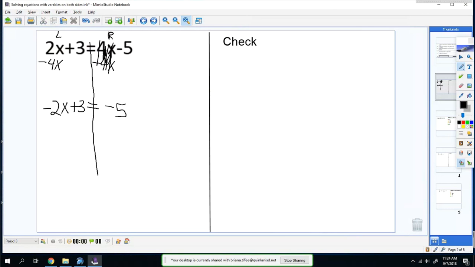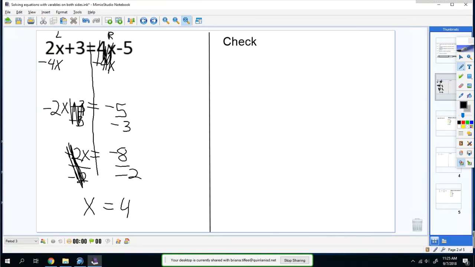Now, all this is a two-step equation like what you did last week. So we're going to subtract 3 from both sides. This cancels out. Negative 2x comes down, equal sign. Negative 5 minus 3 is negative 8, not negative 2. Pay attention. And then divide both sides by negative 2. Cross this out. These cancel out to positive 1. X comes down. Negative 2 divided into negative 8 is a positive 4. So my answer is positive 4.